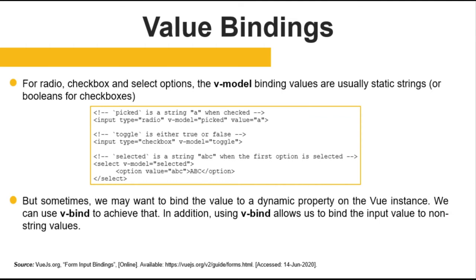But sometimes we may want to bind the value to a dynamic property on the view instance. We can use v-bind to achieve that. In addition, using v-bind allows us to bind the input value to non-string values.